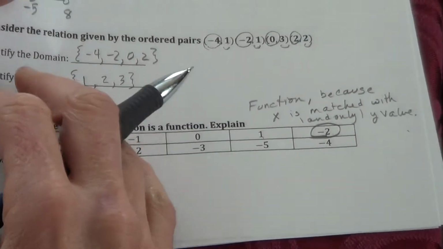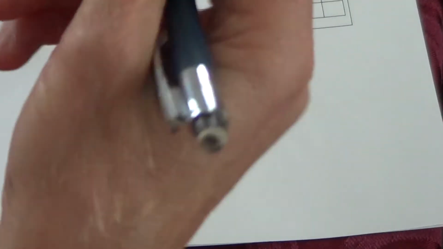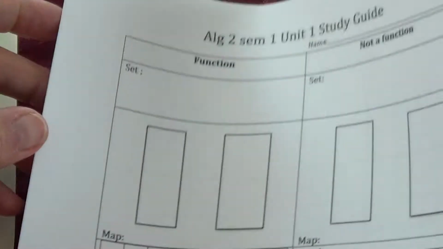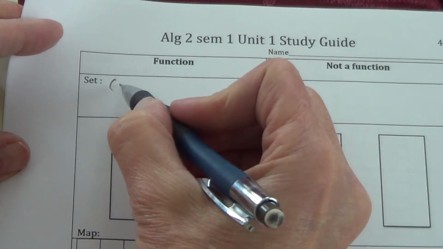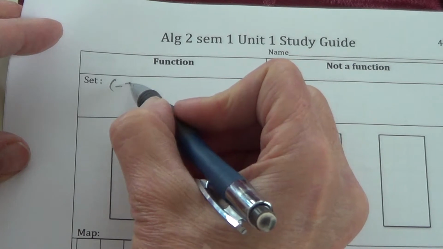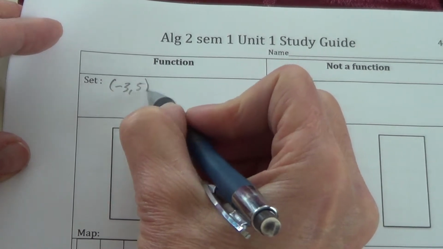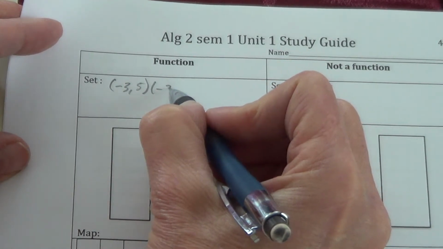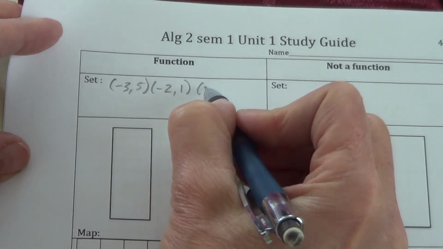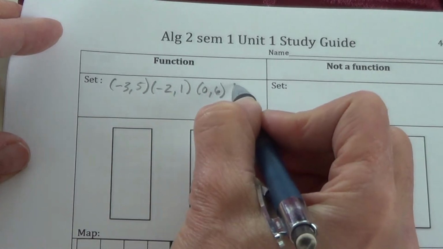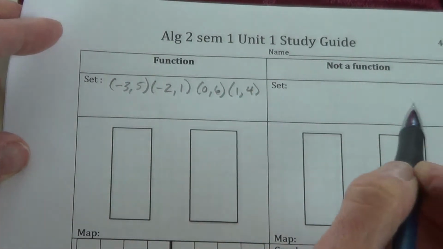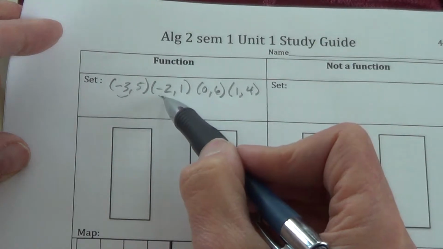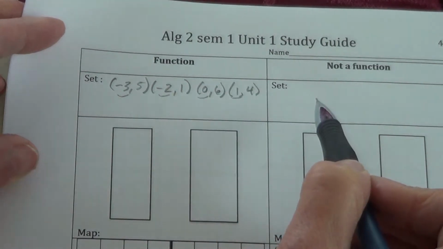Show examples of each item. I'm assuming that goes with the next page, which it does. So it says, show an example of a function. A function is any time that we have partners here that don't cheat. So let's just go -3, 5, -2, 1, 0, 6, and let's go 1, 4. So we look at our x's. It doesn't repeat, doesn't cheat.